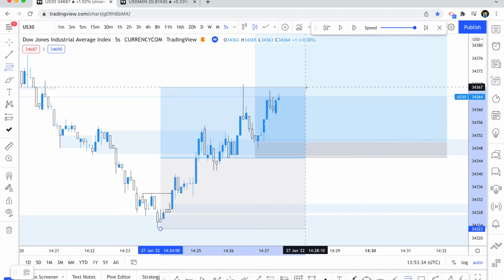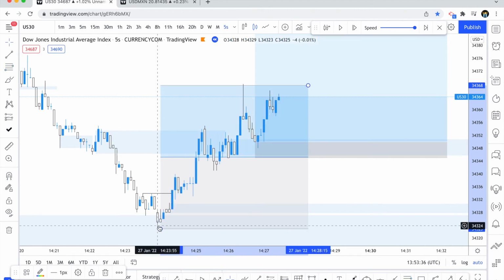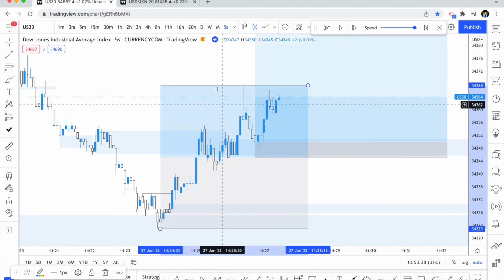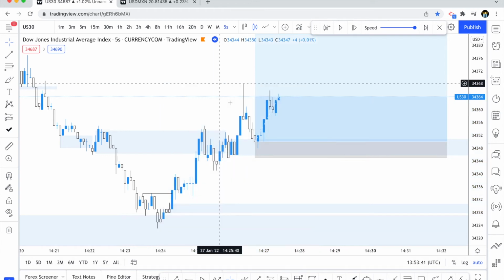Let me use this tool here. As you can see, here's the high and here's the low. The markets, I still bought at the discount area. Now, there's a reason for this.